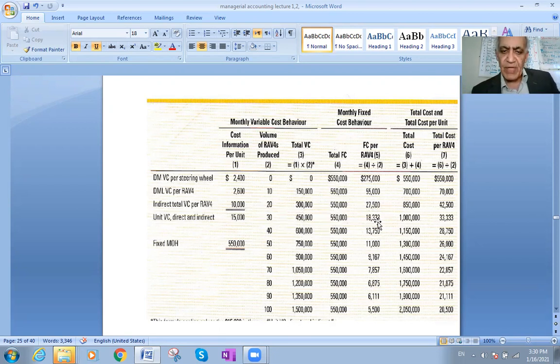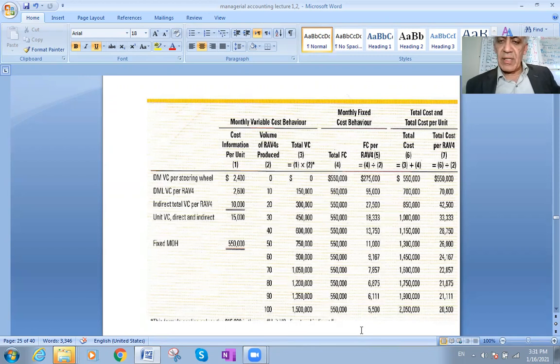Now, the rest of this column will be the same. I will divide all the numbers of column number 4 by the numbers of column number 2.